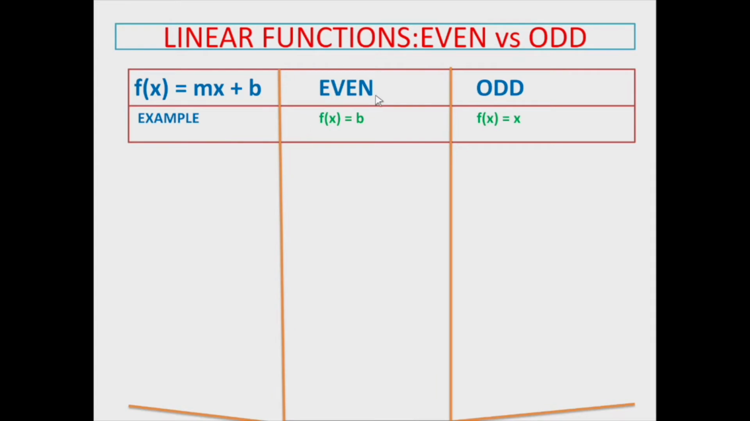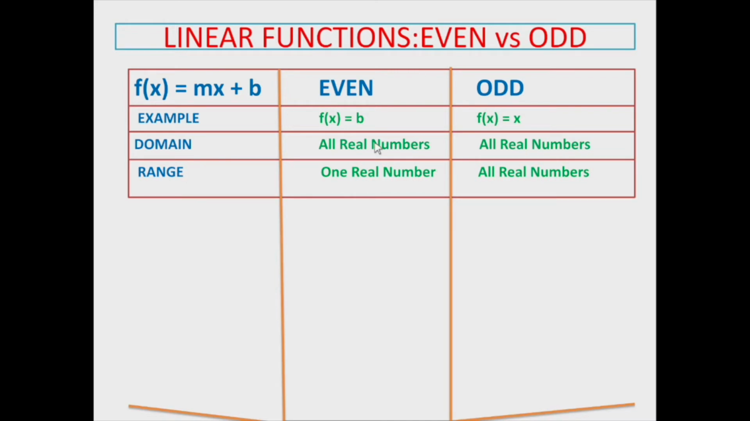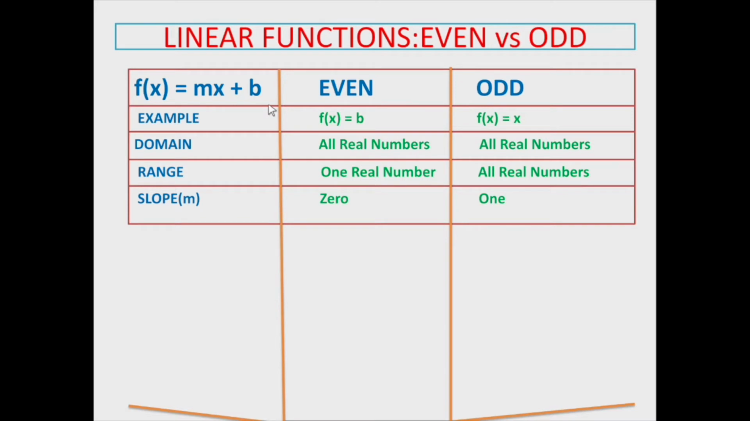An example for even is f of x is equal to b. An example for odd is f of x is equal to x. The domain for even is all real numbers, and the domain for odd is also all real numbers. The range for even is one real number, and the range for odd is all real numbers. The slope for even is 0, and the slope for odd is 1.